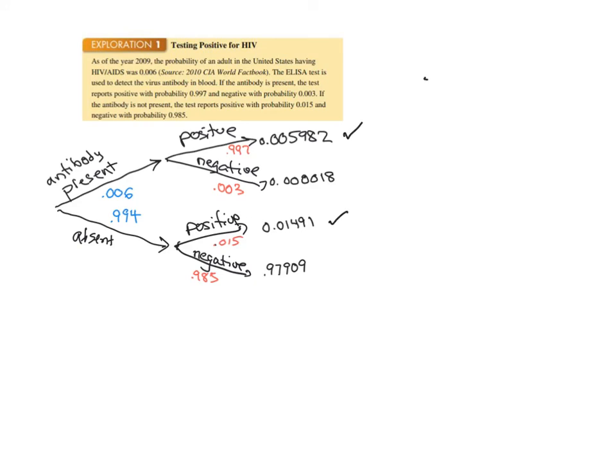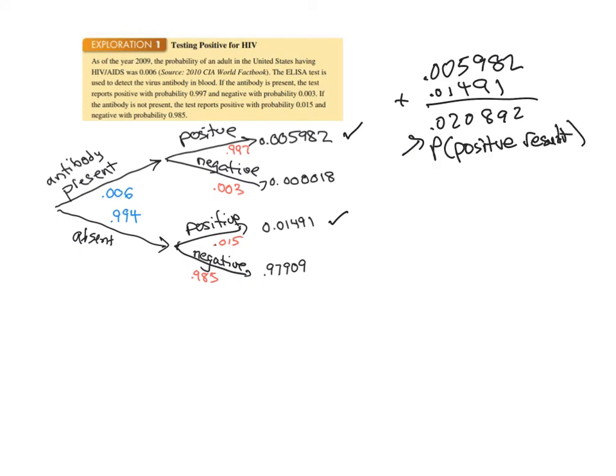And that probability would be 0.005982 plus 0.01491. So the probability of a positive result is about 2%. So what do you think the probability would be that a person actually has HIV/AIDS, given they got a positive result? The answer is a little bit surprising.